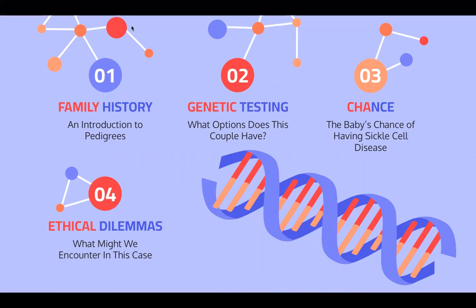So, what are we going to do today? So, for our case, first we're going to do a family history and we'll go over an introduction to pedigrees. Next, we're going to discuss some testing options. So, what options do Bob and Jillian have? And then next, we're going to do a risk assessment and calculate the chances of the baby having sickle cell disease, and then end off with some ethical dilemmas that we might encounter in this case.